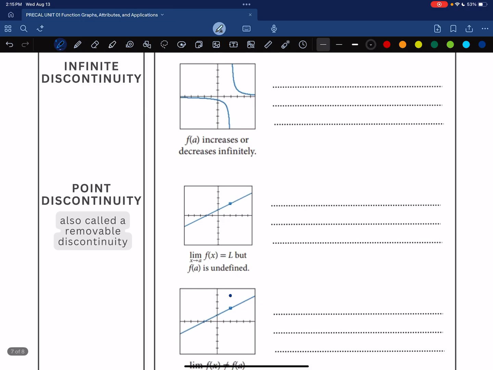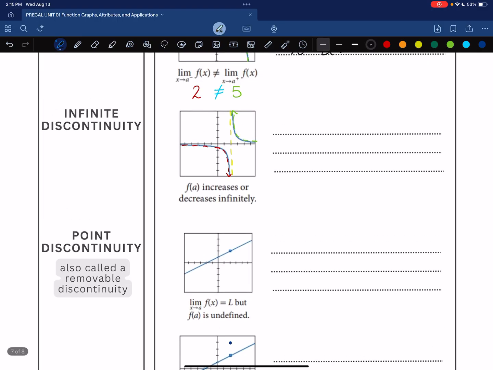For infinite discontinuities, you're going to see an asymptote. I'm going to sketch that in here. As you're coming from the left, you're going to be going either down to negative infinity or up to positive infinity. You see how, if you take your limit from the left or from the right, they're going to infinity. Well, that means that you have an infinite discontinuity.